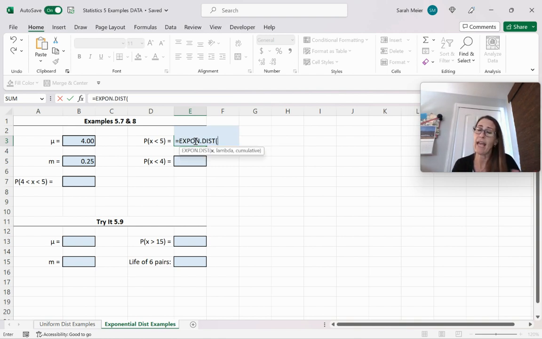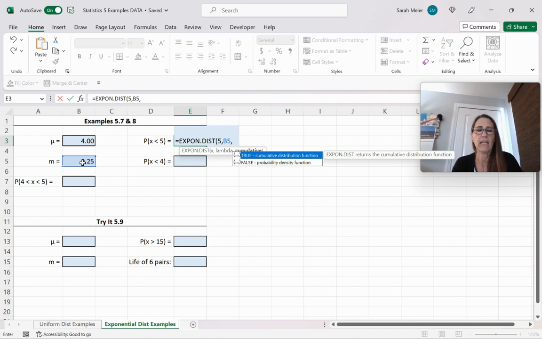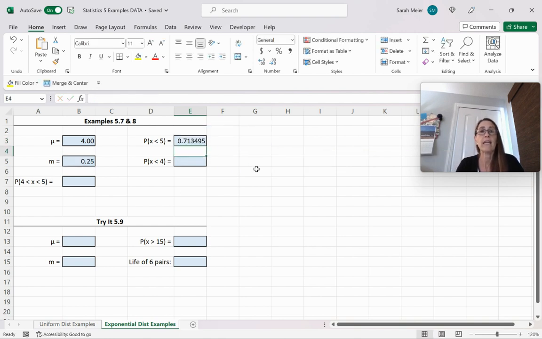And so our x, they call it x, I wrote s in the slide so as not to confuse it with our random variable. So this is 5. And then I could just click on m over here if I did it this way, or I can type in 0.25, and then I want to use the word true. So I get a probability of 0.713495, or about 71%.